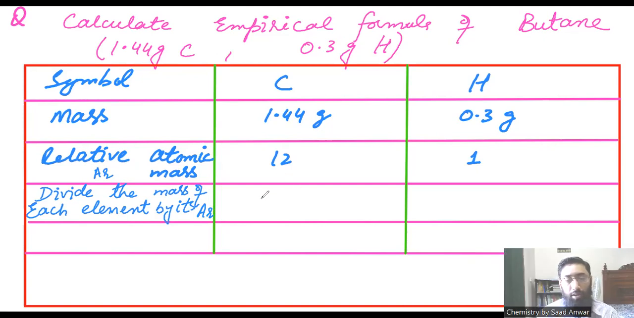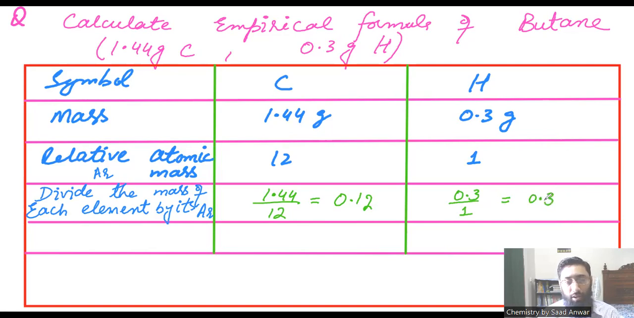Like the given mass of carbon is 1.44. Divide this by the relative atomic mass of carbon, which is 12. The given mass of hydrogen is 0.3. Divide by 1, which is the relative atomic mass of hydrogen. So when you divide 1.44 by 12, you will get 0.12. I suggest you use a calculator. When you divide 0.3 by 1, you will get 0.3.